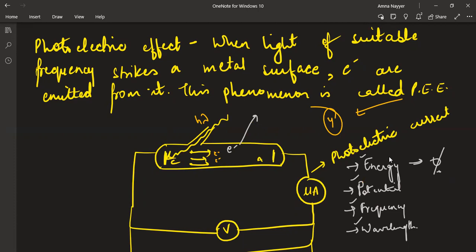The minimum energy that is required for the electrons to get ejected is known as work function. The minimum potential that is required is known as cutoff potential or stopping potential. The minimum frequency that is required is known as threshold frequency. And the minimum wavelength that is required is known as threshold wavelength. These are all the four things that are required.